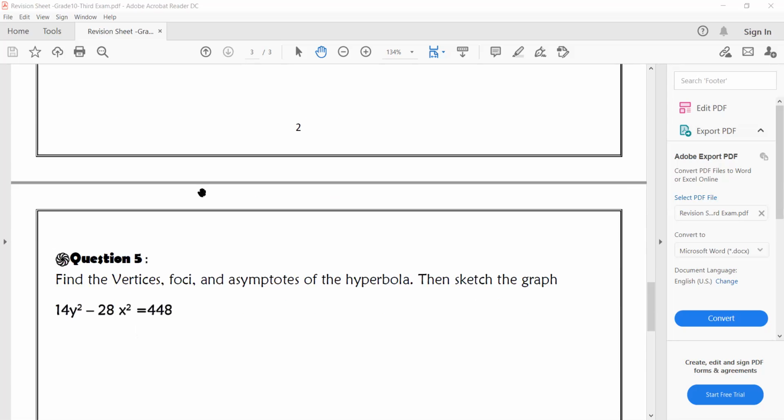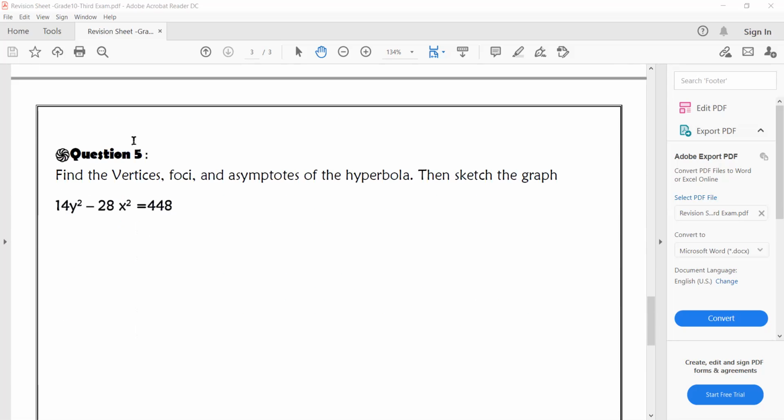of this lesson. Now let's go to question number 5. Here now, find the vertices, the foci, and the asymptotes of the hyperbola. Then sketch. Here we have the hyperbola 14y squared minus 28x squared equals 448. Now you have to find the vertices, the foci, and the asymptotes.